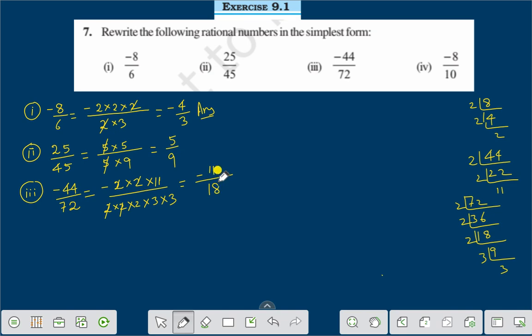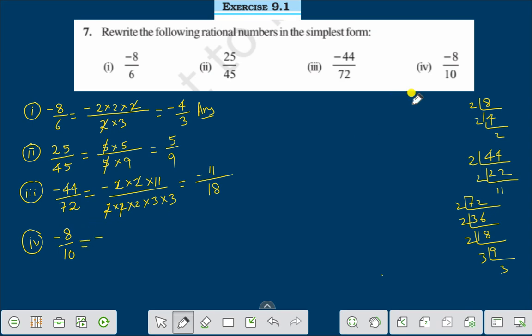That is, the first one is minus 4 by 3, and the second one is 5 by 9. The third is minus 11 by 18, and next is question number 4, which is minus 8 by 10.